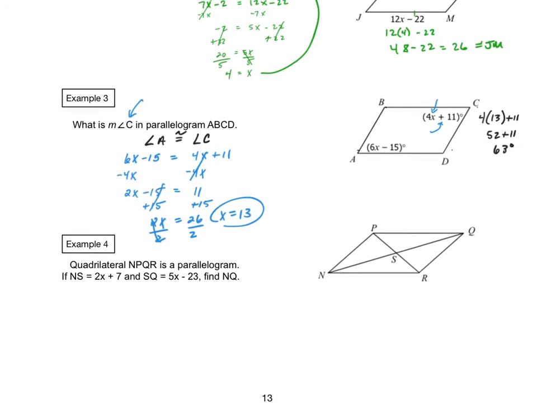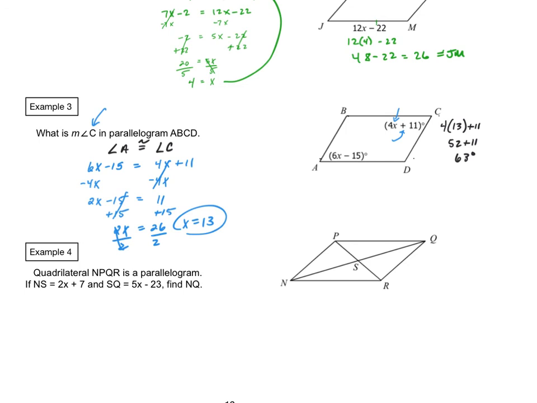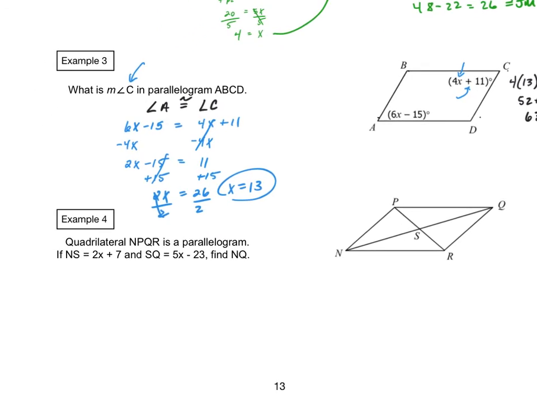Okay, so now we were able to find out that angle C is 63 degrees. Let's look at this last quadrilateral, and it says that the quadrilateral NPQR is a parallelogram. They have given us segment NS, and they have given us SQ. If this is a parallelogram, they want me to find this entire length. They want me to find NQ.